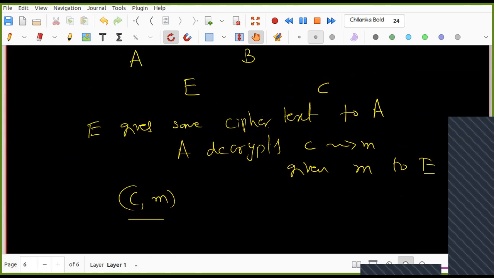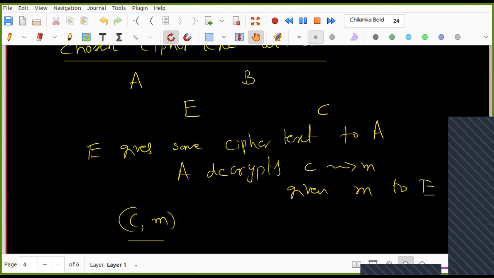M is the plain text, right? M is the plain text corresponding to C. If you give M to E, then that defeats the whole purpose. No, not this M, this is separate. E gives some other ciphertext C tilde to A. A decrypts it and gets M tilde. So this is not the original plaintext.